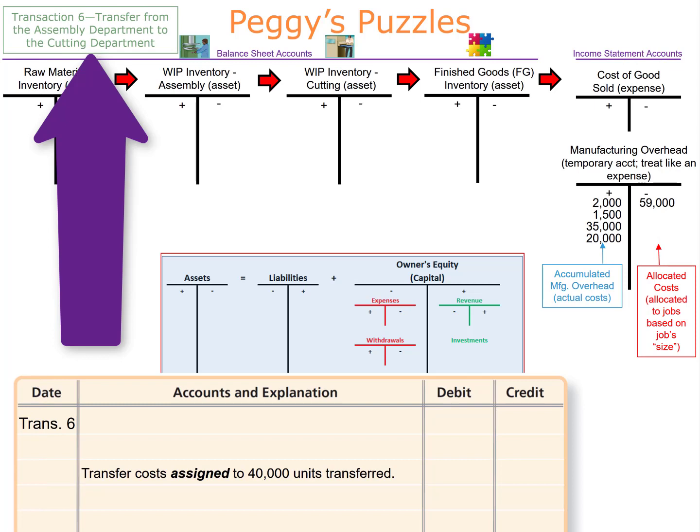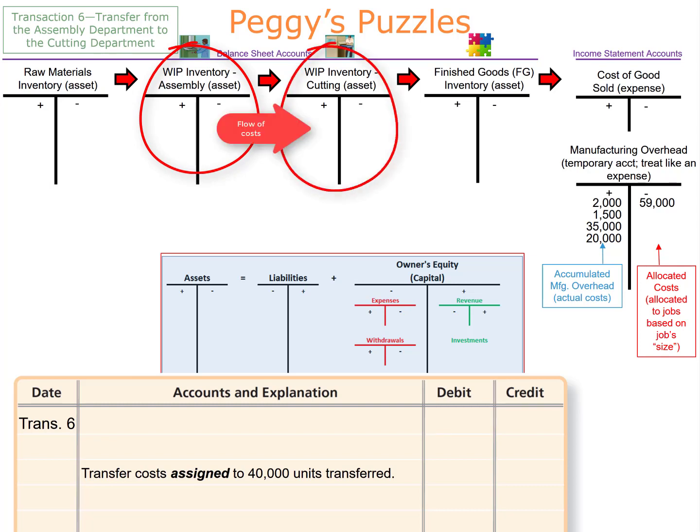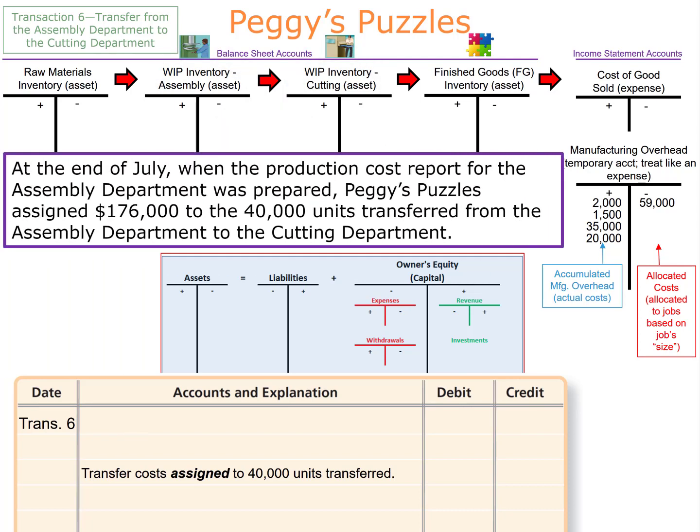Next is transaction 6. In this transaction, we're going to transfer puzzles from the assembly department, because they are finished with that process, to the cutting department. At the end of July, when the production cost report for the assembly department was prepared, Peggy's Puzzles assigned $176,000 to the 40,000 units transferred from the assembly department to the cutting department.